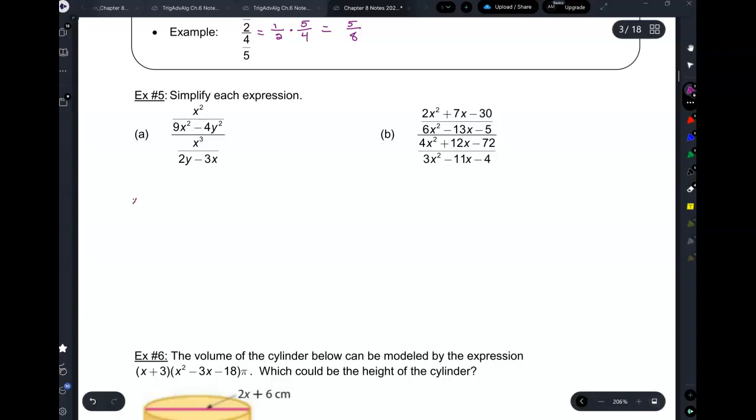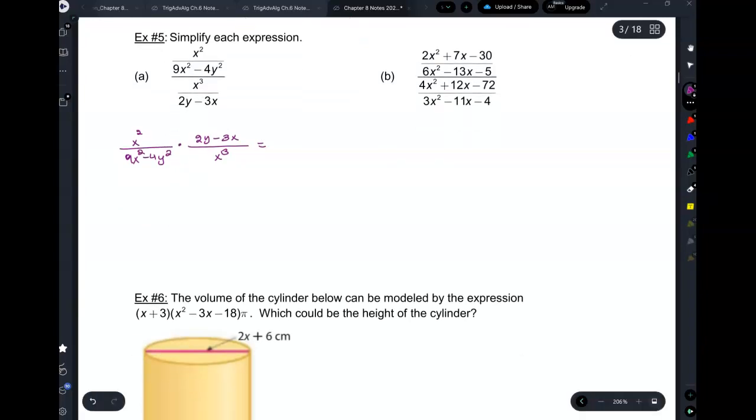So what I'm going to do is x squared over 9x squared minus 4y squared times the reciprocal. Okay. And here we're going to factor these. So let's see how these things factor. I'm going to have x, so I have one main fraction, x squared. Does anything factor out from there? No. Okay. What can I factor? How can I factor the denominator there?